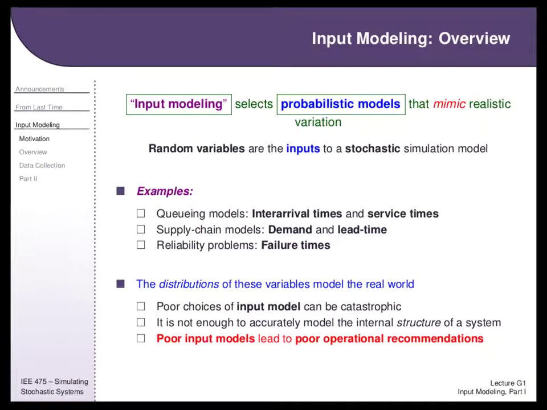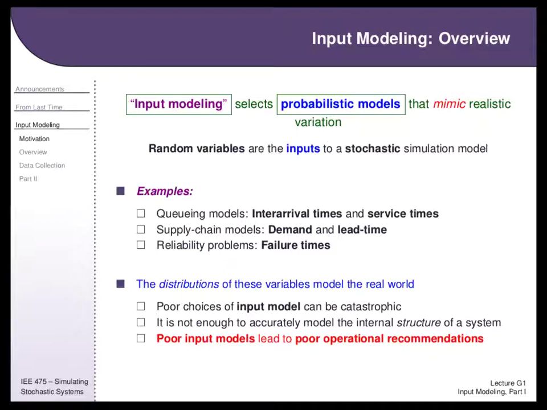All right, so input modeling is all about selecting probabilistic models that mimic these variations. Random variables are our inputs, not the entities themselves. I think everybody was doing a pretty good job on these concepts when I asked them on a midterm. When it came down to the individual case, where I think I gave examples inside an airport, it got a little hairier, but I think people still feel like they're pretty much understanding these things.